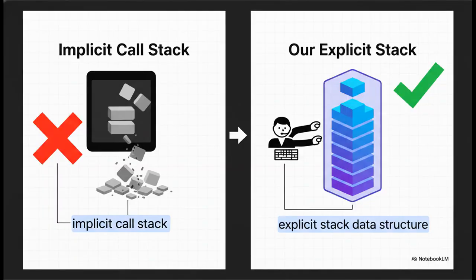All right, now for the big one, that pesky stack overflow. How do we get around it? Simple. We basically do what the system was doing under the hood, but we do it ourselves, manually. We replace that hidden, limited call stack with our very own stack data structure that we control. This is what we call an iterative approach.